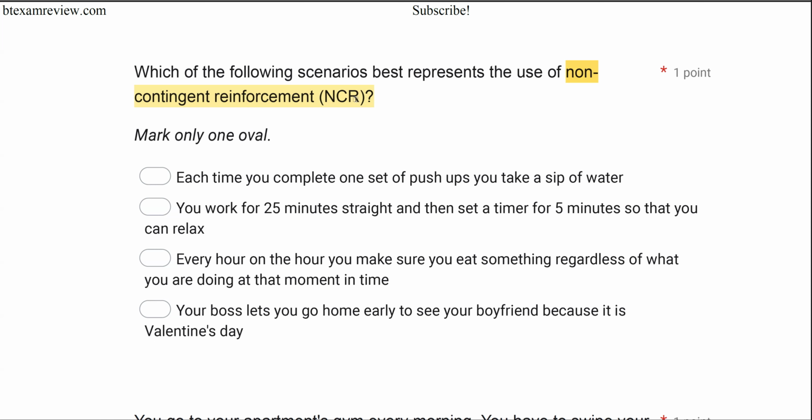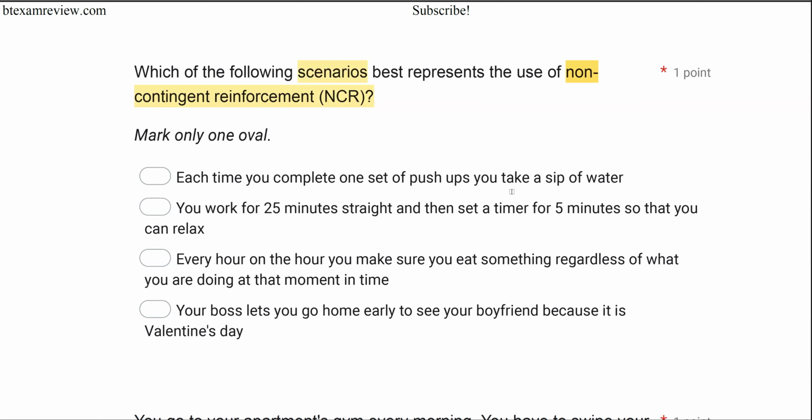In simpler terms, let's say we have a contingency where a student must complete 5 math problems before going on break. The contingency is if you complete 5 math problems, you go on break. When it's non-contingent, there is no contingency. That break is just delivered at a certain time. So we're looking for a scenario where there's no contingency for reinforcement. A, each time you complete one set of push-ups, you take a sip of water. What is the water contingent on? It's contingent on you completing the push-ups.